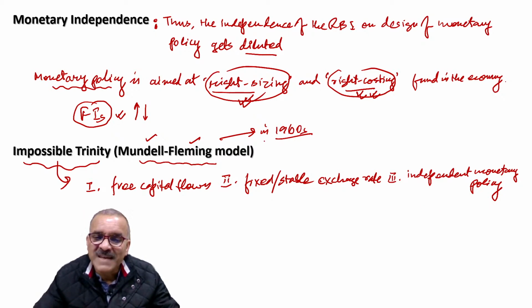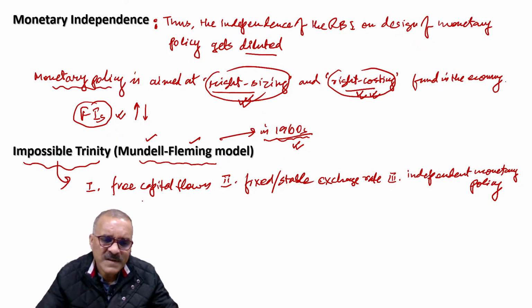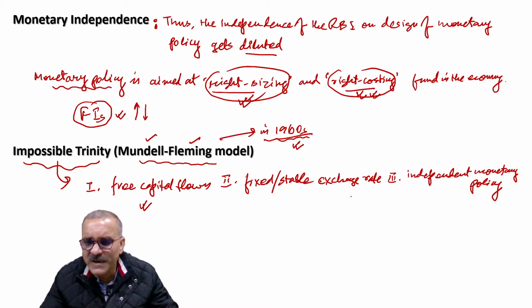Actually, this was guessed in the 1960s itself, when the world was going for the second generation of globalization. WTO was not there. So these two economists articulated an idea. Actually, it is not possible. If a country allows free investment into its country, it won't be having all three together. Either it will have this or this or this.